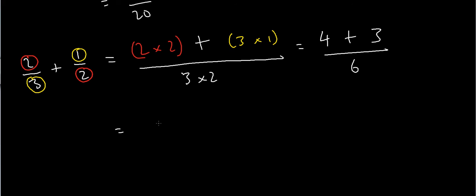On the top I've got 4 plus 3, which simplifies to 7, and on the denominator I've got 6. And 7 and 6 obviously have no common factors, so this is a fraction in its simplest form. So that's how I add two fractions together.